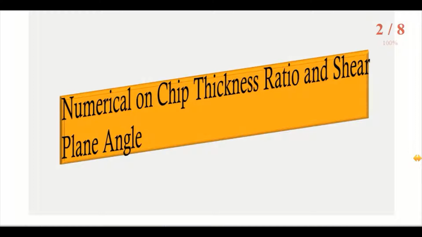Today we are going to see some numericals on chip thickness ratio and shear plane angle. These questions come in the GATE exam for 2 marks and 1 mark. So this can be coming for 1 mark or 2 marks. How are we going to calculate this chip thickness ratio, and how are we going to calculate the shear plane angle by using this chip thickness ratio? What are the numericals that we are going to see?